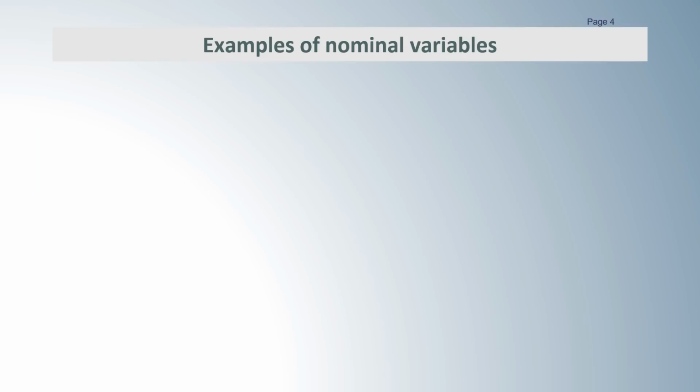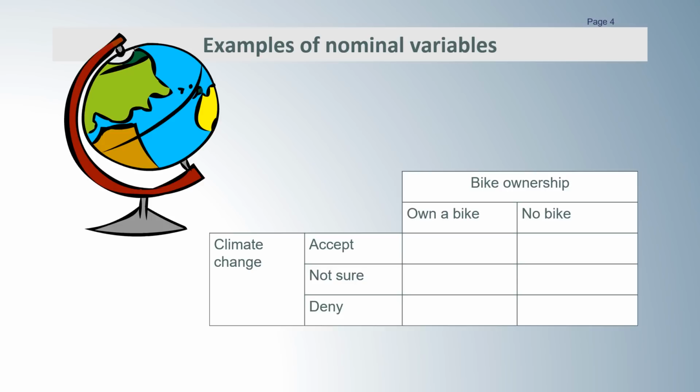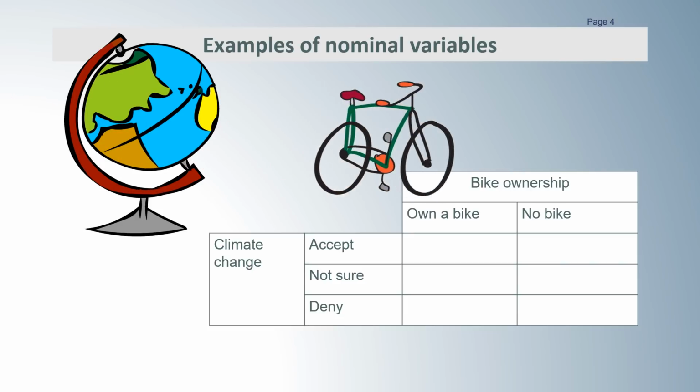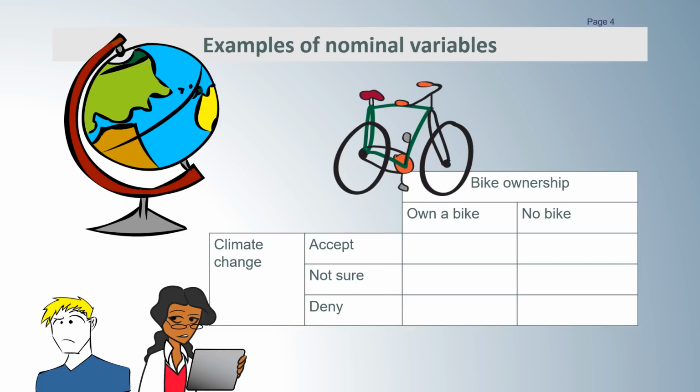Here are some examples of nominal variables that we might like to find out about relationships between. Climate change and bicycle ownership. The two measures are how sure people are about climate change and if they own a bicycle. The answers to each of the questions are categorical, whether they accept or deny climate change or are unsure, and if they own a bicycle or do not.